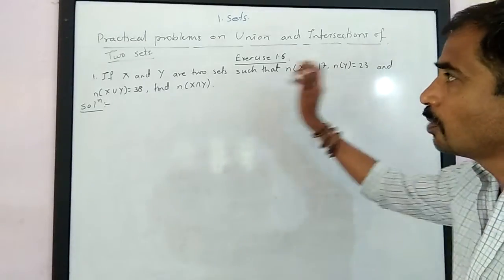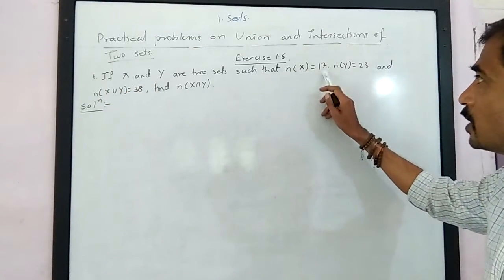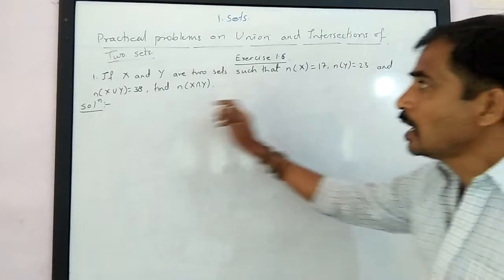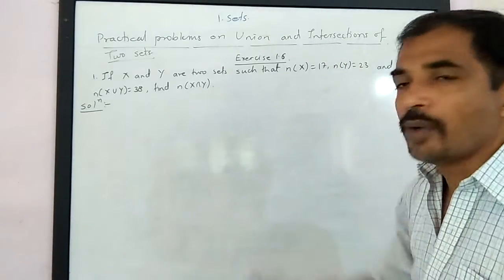Dear students, in exercise 1.6 we have the first question. If x and y are two sets such that the number of elements in x is 17, the number of elements in y is 23, and the number of elements in x union y is 38, find the number of elements common to both.